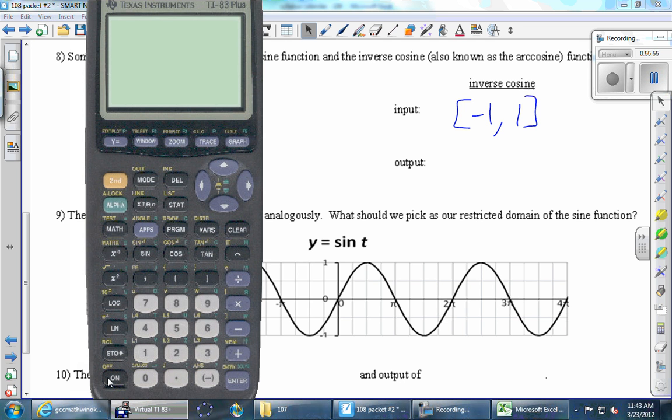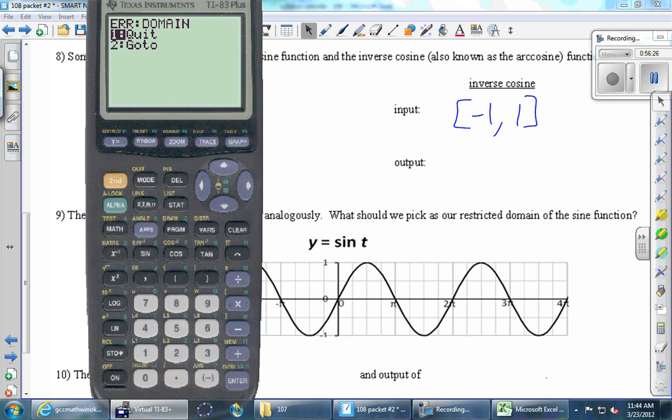So over here, if we ask it for the inverse cosine of 0.45, no problems. If we ask it for the inverse cosine of 0.99, no problem. If we ask it for the inverse cosine of 1, no problem. If we ask it for the inverse cosine of 1.00001, problem.